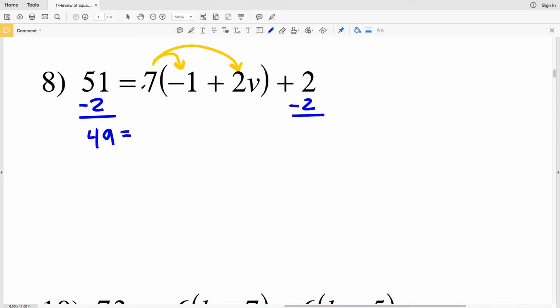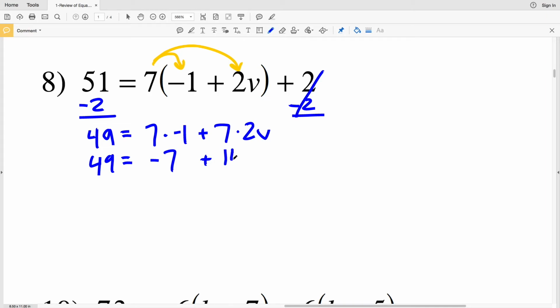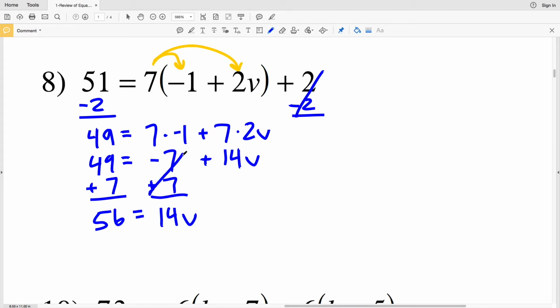That's going to be equal to 7 times negative 1 plus 7 times 2v. So 49 is going to be equal to 7 times negative 1, which is negative 7, plus 7 times 2v, which is 14v. Now I'm going to add 7 to both sides in order to get that 14v by itself. 49 plus 7 is 56, and that's going to be equal to a positive 14v.